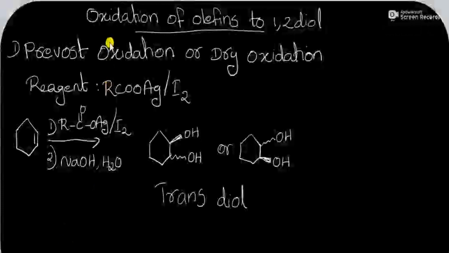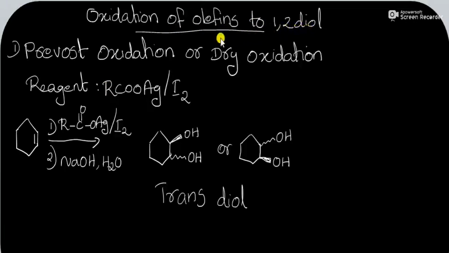Discuss about oxidation of olefins to 1,2-diols. There are a lot of reagents for the oxidation of olefins to 1,2-diols, in which the first method is Prevost oxidation, or it is called dry oxidation.